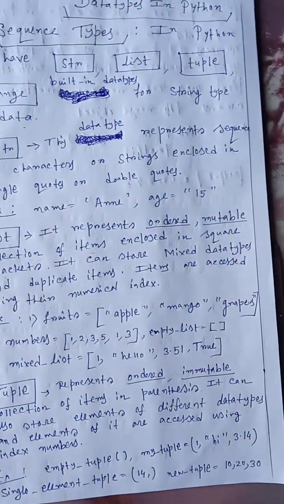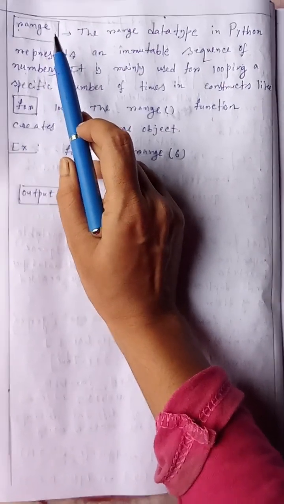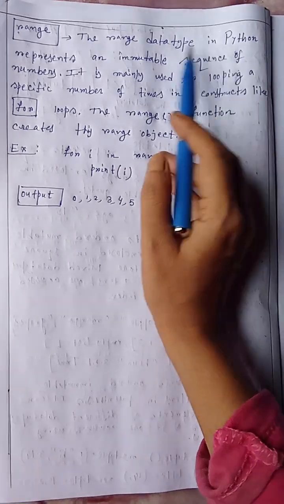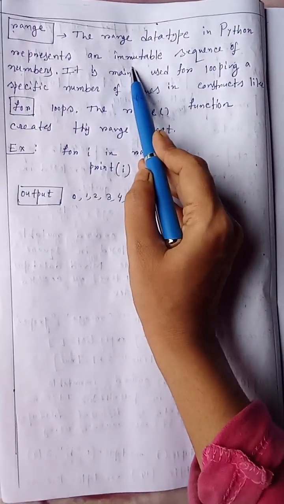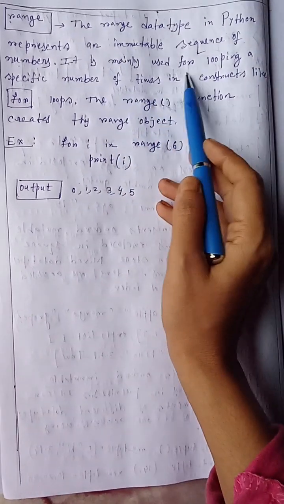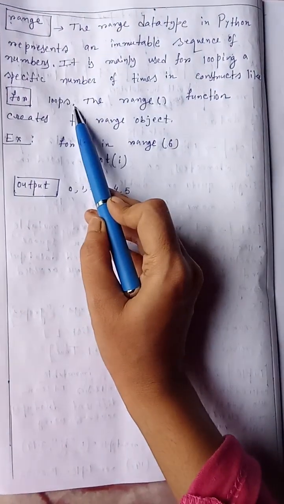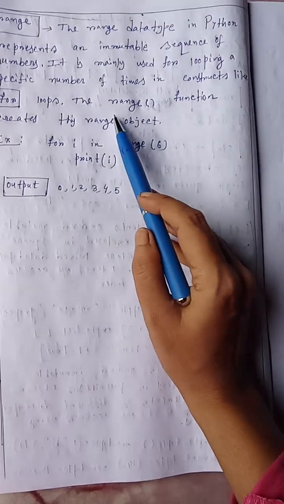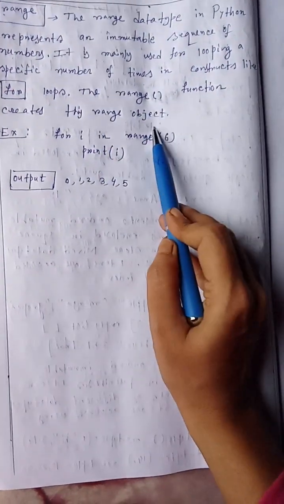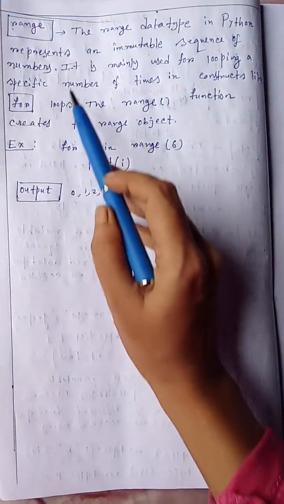Okay. Now here comes range, the fourth built-in data type in sequence types in Python. The range data type represents an immutable sequence of numbers. It is mainly used for looping a specific number of times in constructs like for loops. So, range is very popular when we are creating for loops in Python. The range function creates this range object. Whenever we call range, we create an object of range.